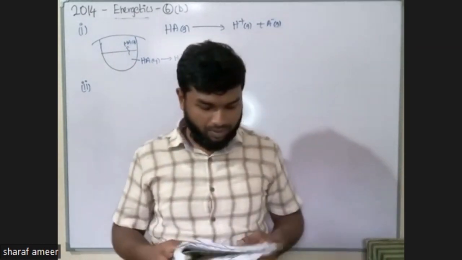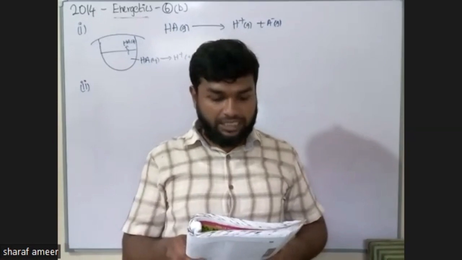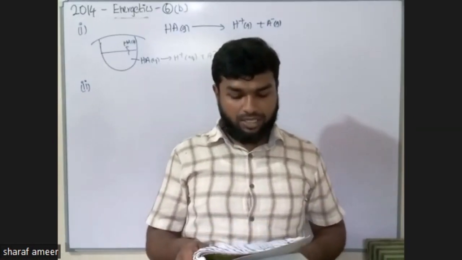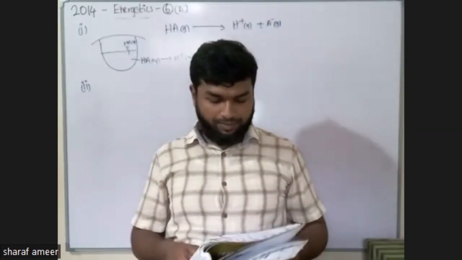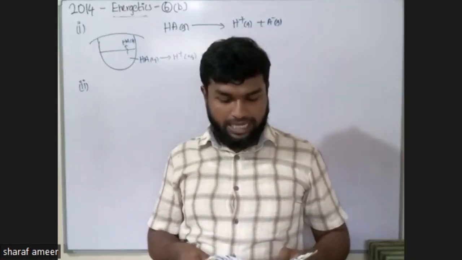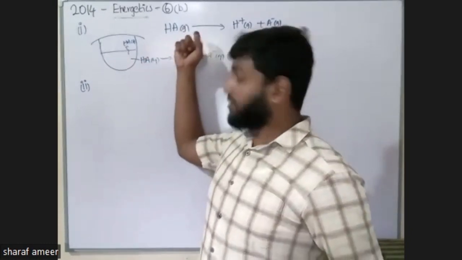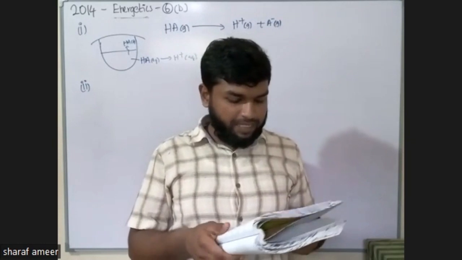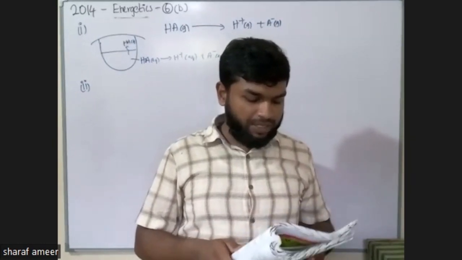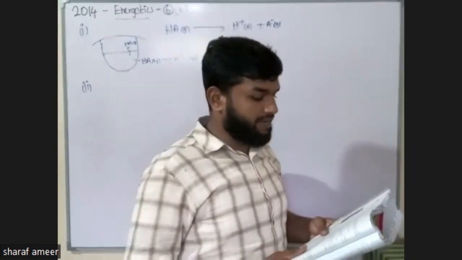Right. Calculate the following for the dissociation of HA in gas phase. So now they are asking to calculate for the dissociation of HA in gas phase, meaning this equation. For the first part, enthalpy change. Then second, entropy change. Then third, Gibbs energy change at 300 Kelvin.